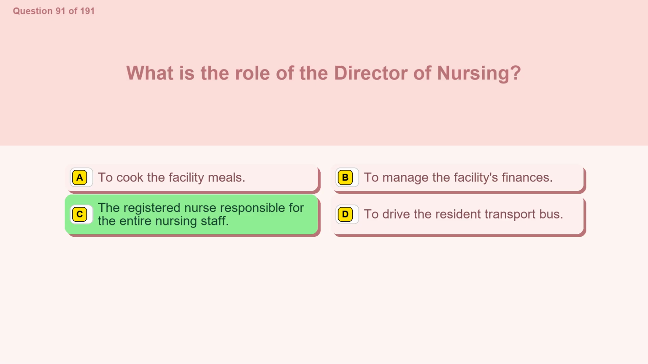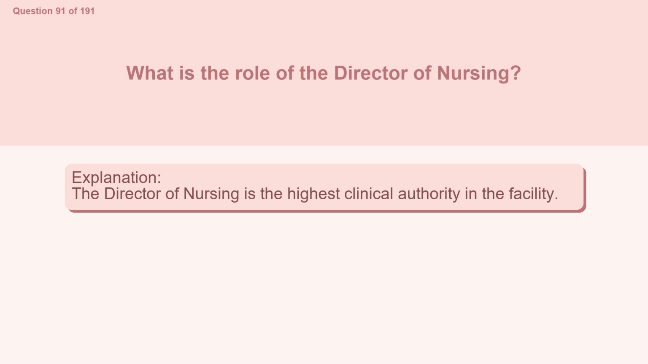The correct answer is option C. The registered nurse responsible for the entire nursing staff. The Director of Nursing is the highest clinical authority in the facility.